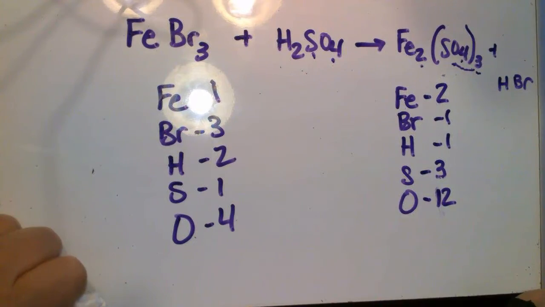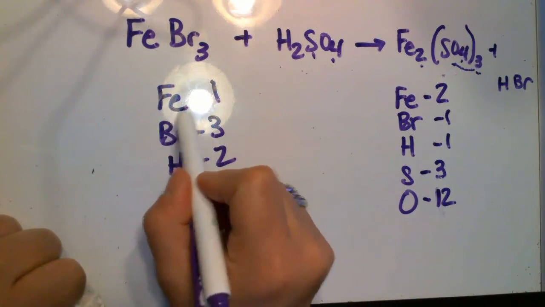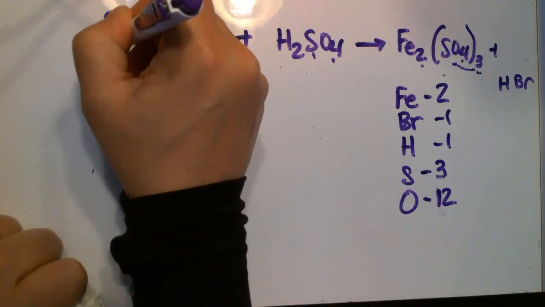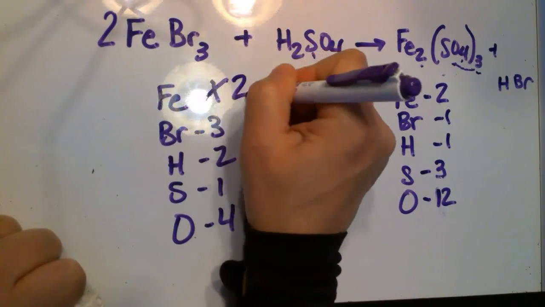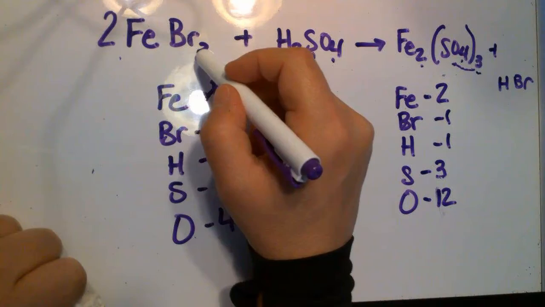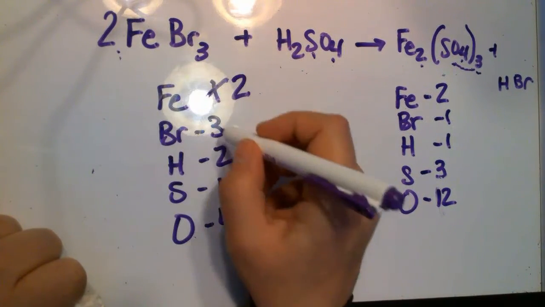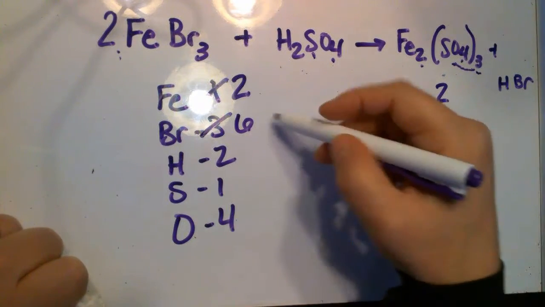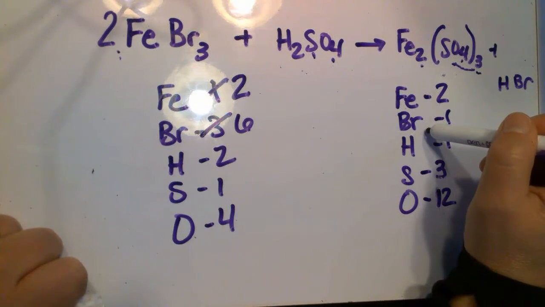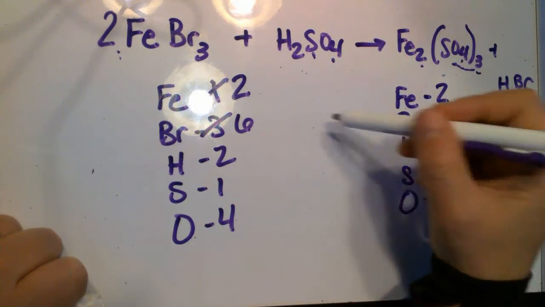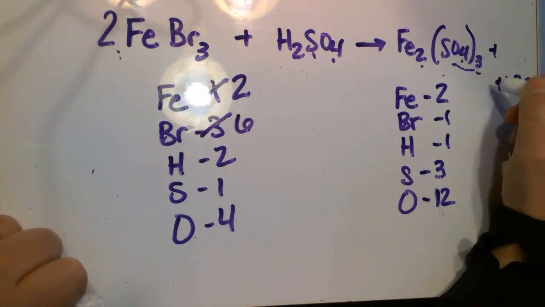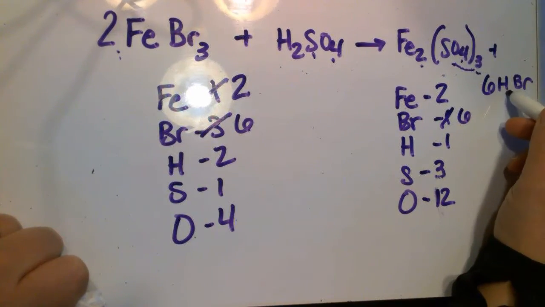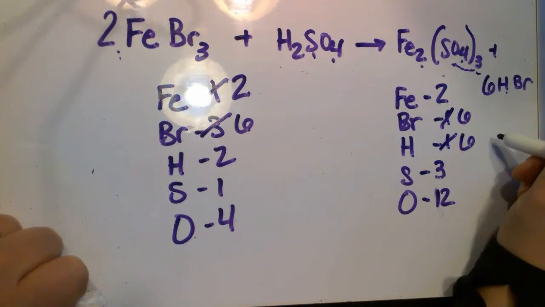Okay? And so let's just go down the line. So for iron, we have 2 over here and we have 1 here. So we're going to add an iron over here. That's going to give us 2 irons on this side, and it's going to give us 3 times 2, 6 bromines. So let's come over here. Our irons are even, but now our bromines are not. So there's only 1 here, there's 6 here, so we're going to add a 6 over here in order to give us 6 bromines, but that also gives us now 6 hydrogens.